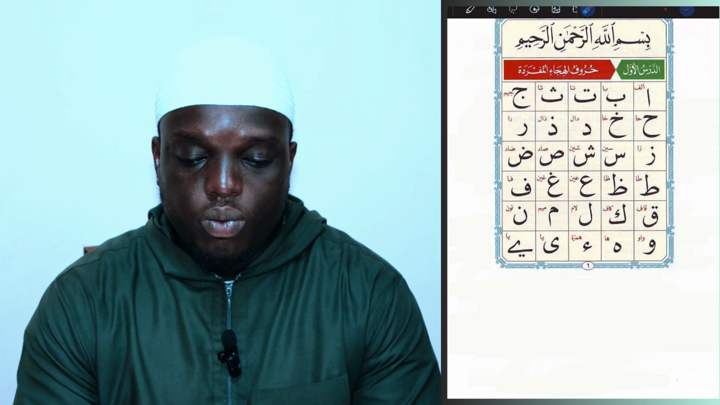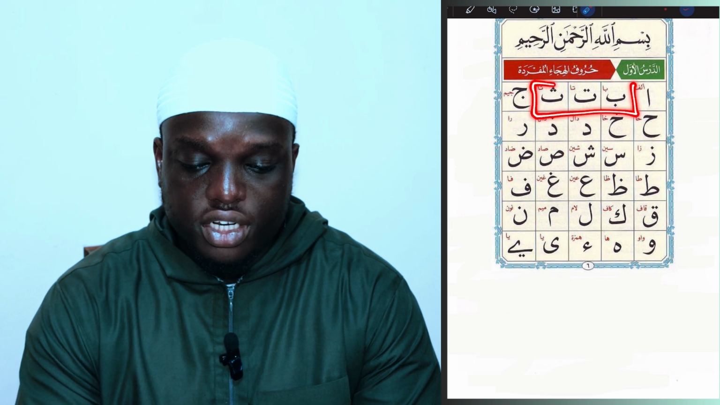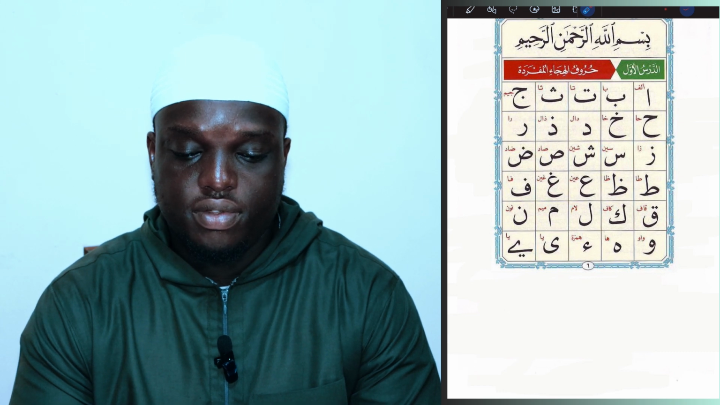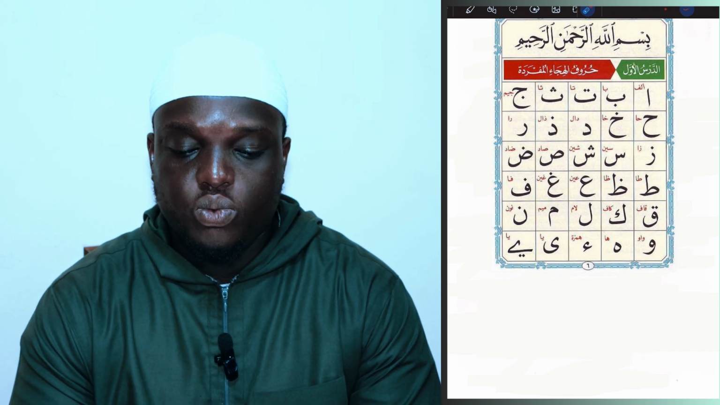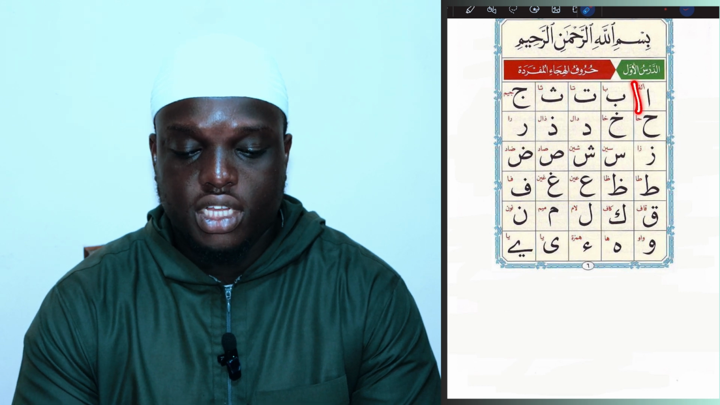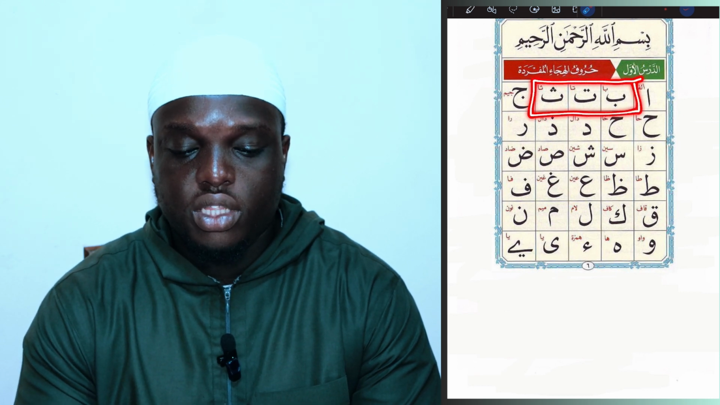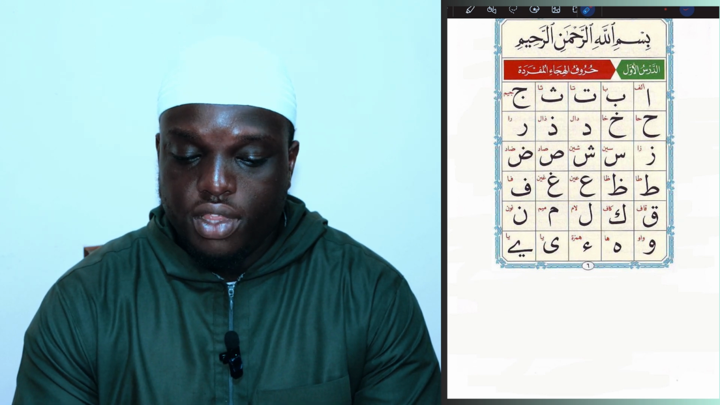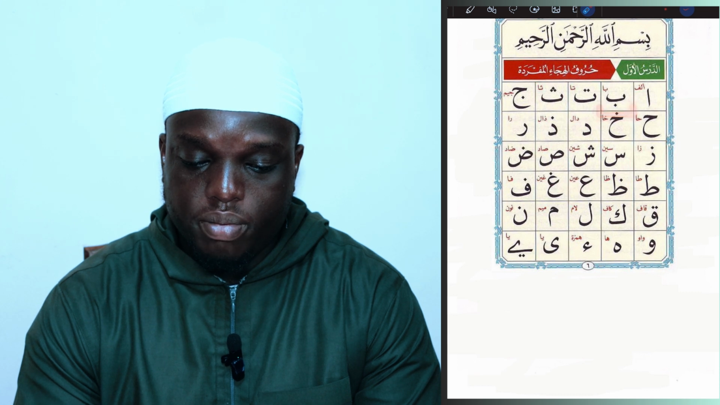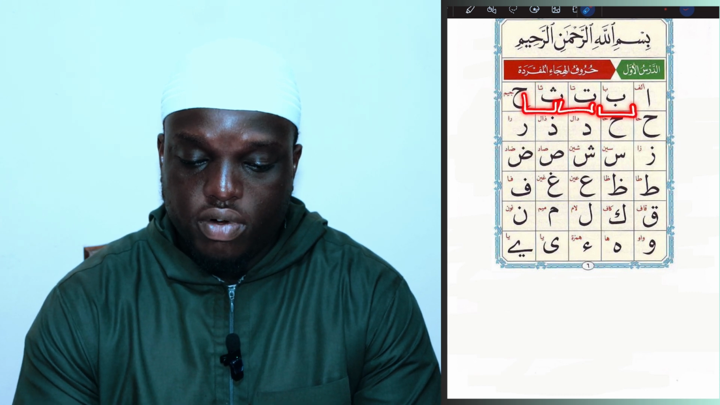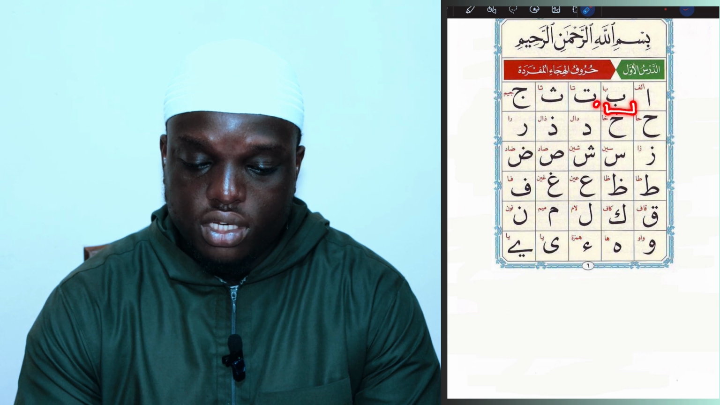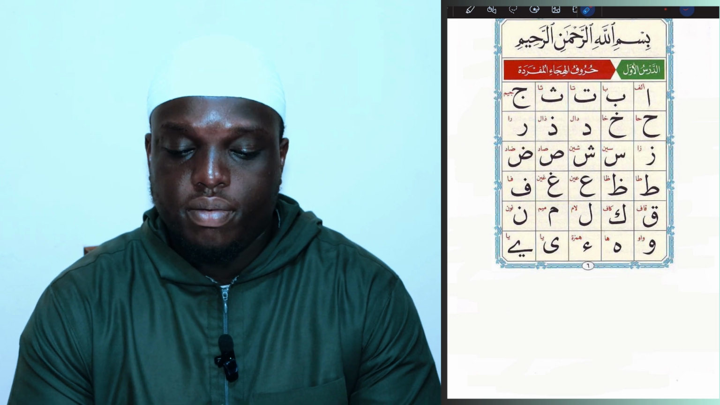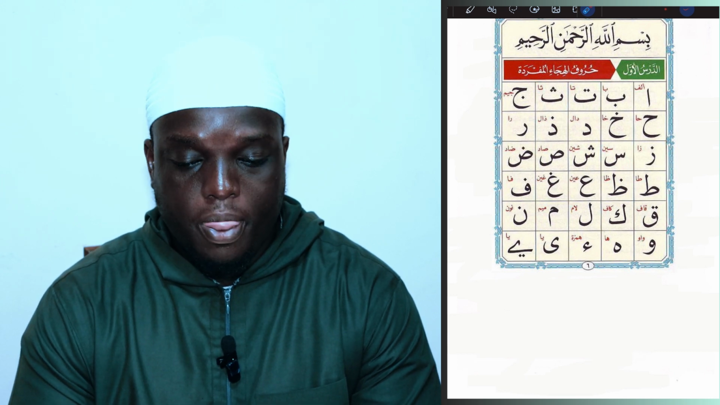Now, with these three letters, what is one thing that they all have in common? I want you to take a good look. Yes, all three of these letters have a similar shape. How do we differentiate them? How do they differ?